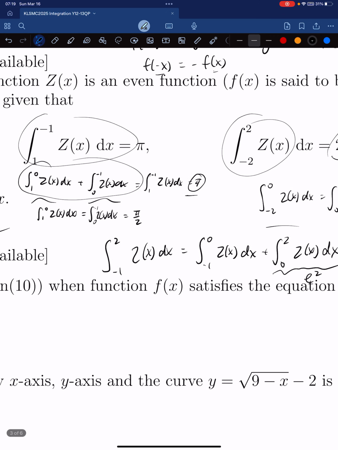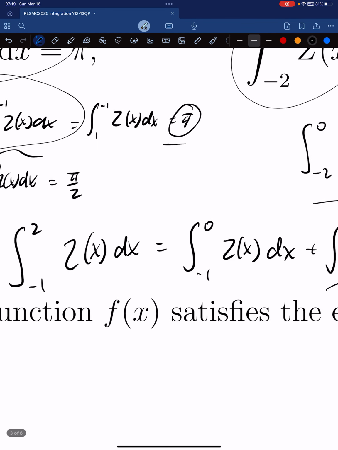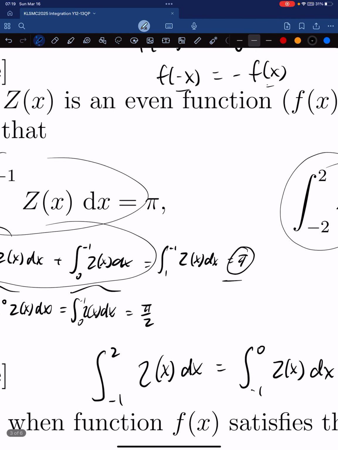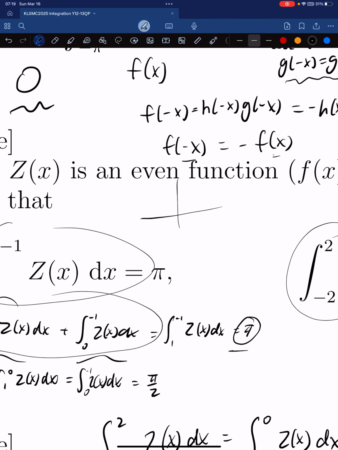But how do we find this? We know the integration from 0 to -1, but we want the integration from -1 to 0. Well, think of what integration from 0 to -1 means. It basically means we're doing the integration in the negative x direction. So for example, this is our function. This is 0, this is -1. We're basically integrating in this direction, right? So our delta x increment will be negative, so we will get a negative area. But if we integrate from -1 to 0, our delta x increment will be positive, so we get positive area.